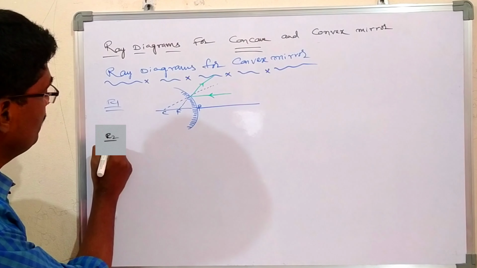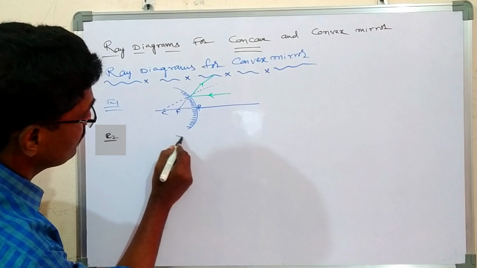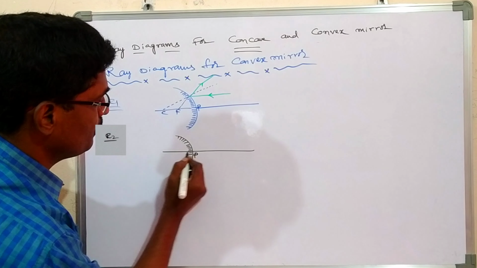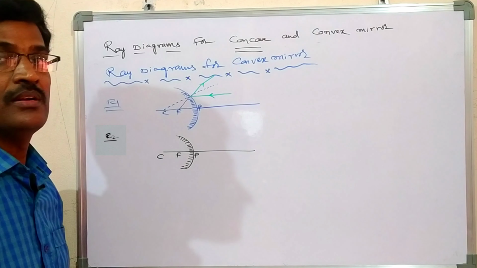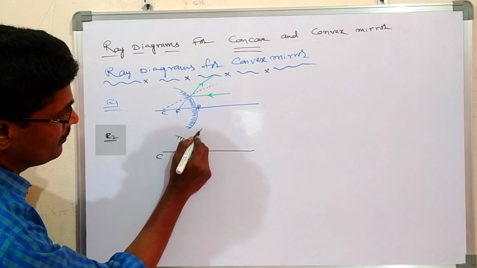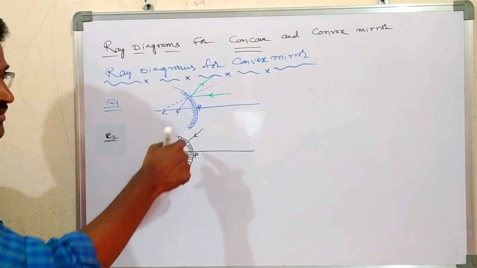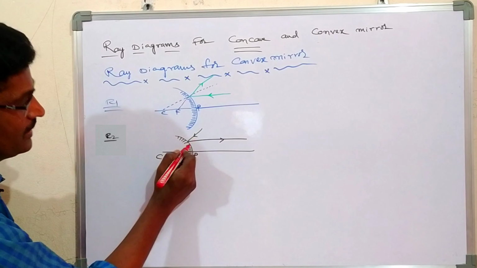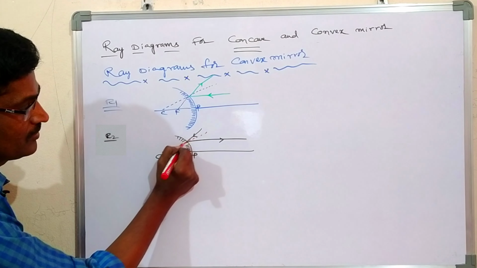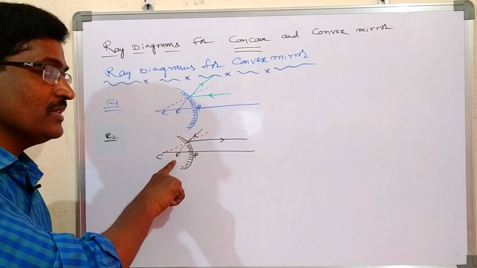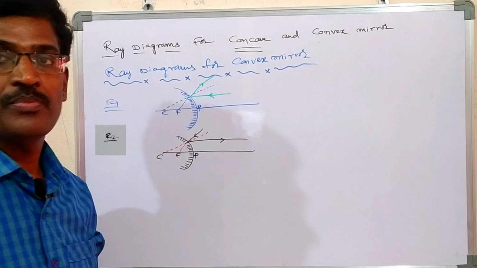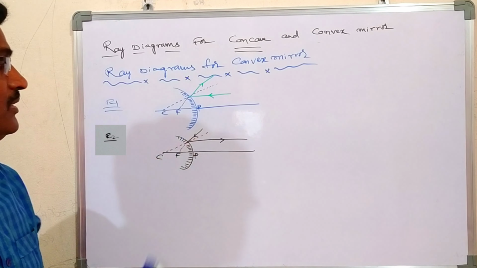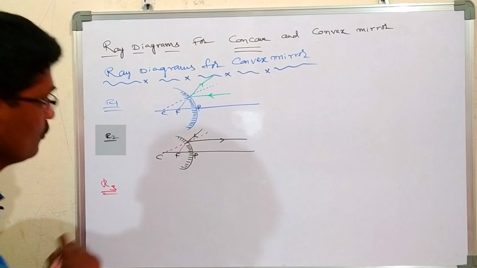Now, the R2 rule for the convex mirror. As you know, here is the principal axis, here the pole, here the focus, here the center of curvature. Now the ray which is passing through the focus, after meeting the mirror, gets reflected. Extend these two. Incident ray passing through focus and reflected ray parallel to principal axis. This is R2, same as in the concave mirror, but there it converges and here the ray diverges.